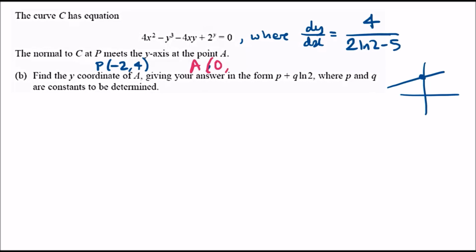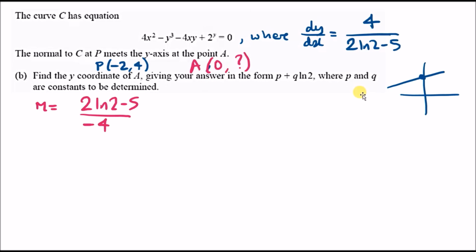So we've got 0, and we're trying to find the unknown, which is y. Okay, so this is quite straightforward, and because it's normal to see at the point P, it just means that the gradient is reciprocated, and we have to flip it over with a negative sign. So this means that the new gradient, let's call it m here, will be the reciprocal, so it will be 2 log 2 minus 5 over 4, and it'll be the negative. So I'll just put negative underneath just to make it easy.